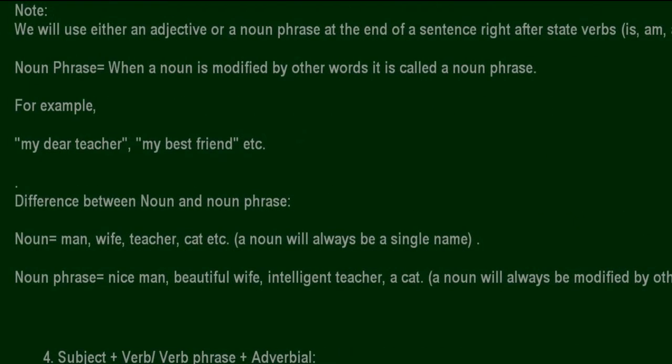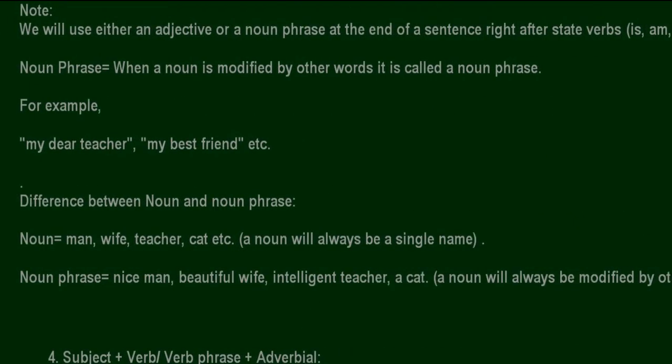In the note, for example, we will use either an adjective or a noun phrase at the end of a sentence, to the right of the stative verbs. The same thing. What is a noun phrase? When a noun is modified by other words, it is called a noun phrase. We know what a noun is: a name of a person, thing, place, or idea. But what is a noun phrase?